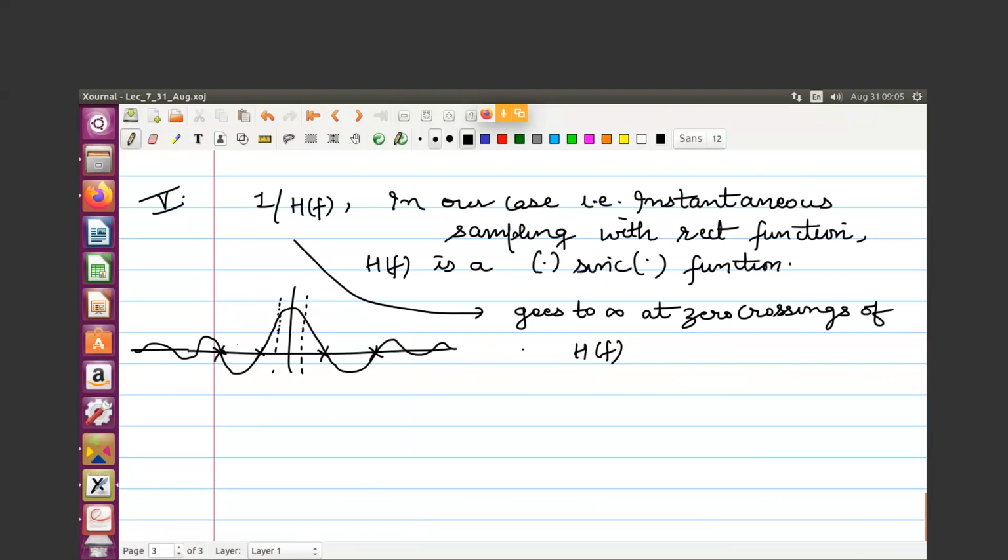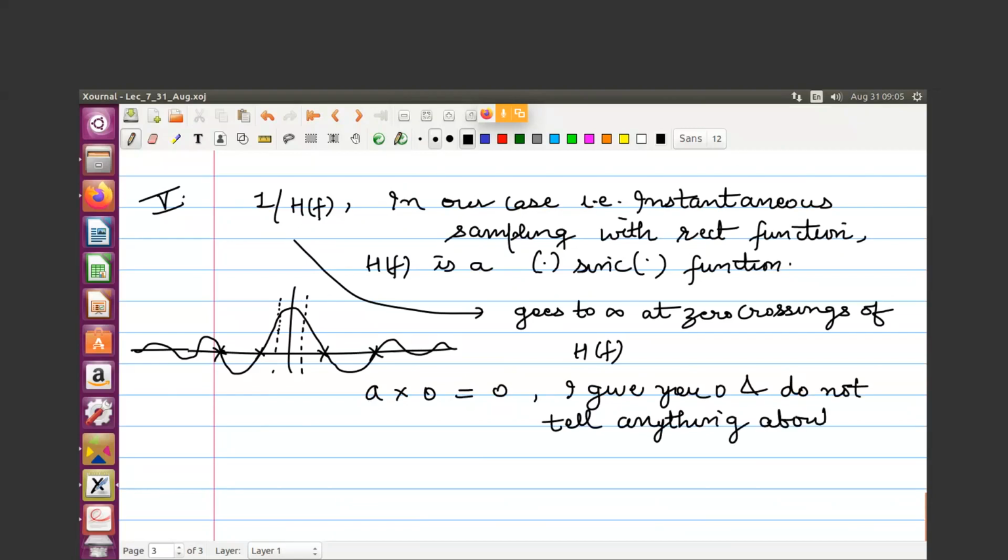Once you do not know anything about the center. See, if I tell you that A into 0 is 0, I give you 0 and do not tell you anything about A, you cannot recover it. This is a fact. You cannot recover it.